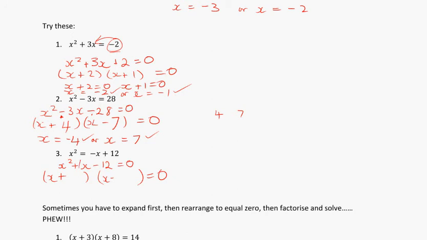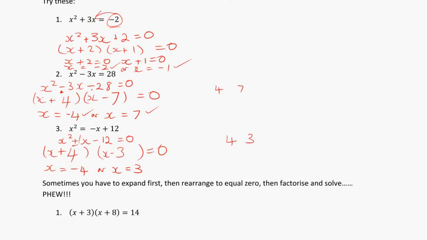That's like a 1 in there. I can't use 6 and 2, but I can use 4 and 3. Where am I going to put the 4? Where am I going to put the 3? I look at the middle sign, my big number is going to go with the plus. And so my two solutions are x is equal to negative 4 or x is equal to 3. And there's lots of those to practice in the booklet and the book.